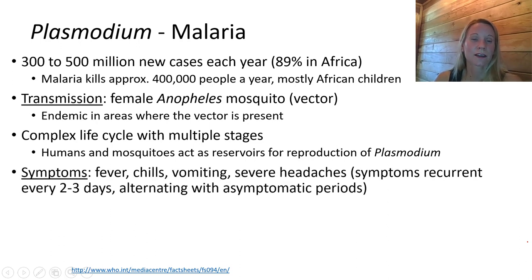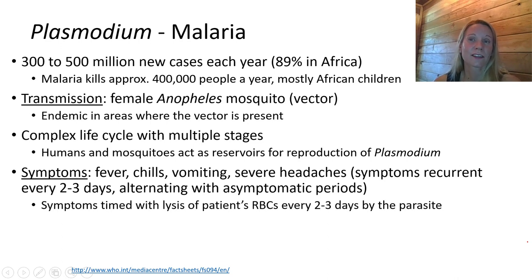Characteristic symptoms of malaria: fever, chills, vomiting, severe headache. This process repeats every 2 to 3 days. So you have periods of asymptomatic, feeling good, and then 2 to 3 days later, you have your fever, chills, and vomiting episodes. This is specifically timed with a stage in the life cycle of the parasite where the patient's red blood cells have lysed. Basically, they break open and release a whole bunch of new baby parasites that go and invade more red blood cells.